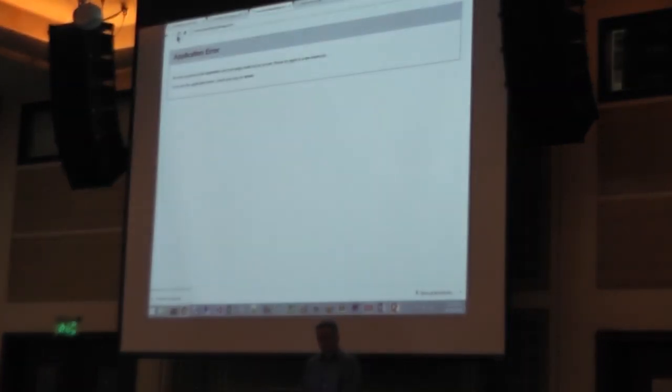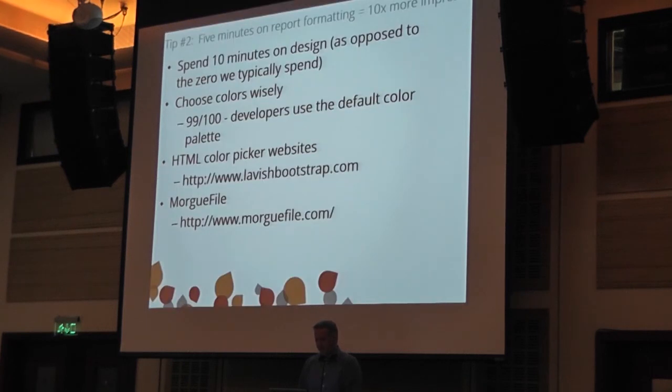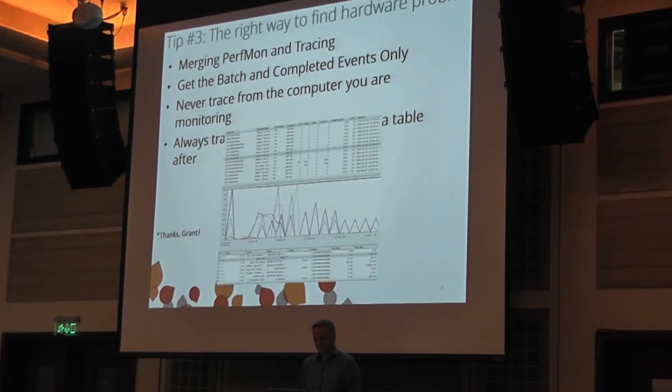If Lavish were up, you would applaud. You would think that was great. 99 out of 100 developers use the default color palette. I don't know why they do. They're not all colorblind. So I don't know why they do that.